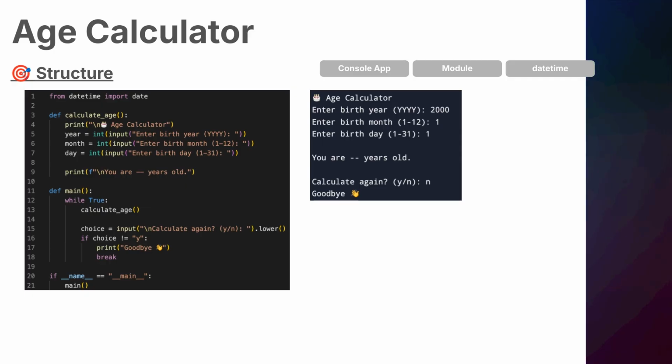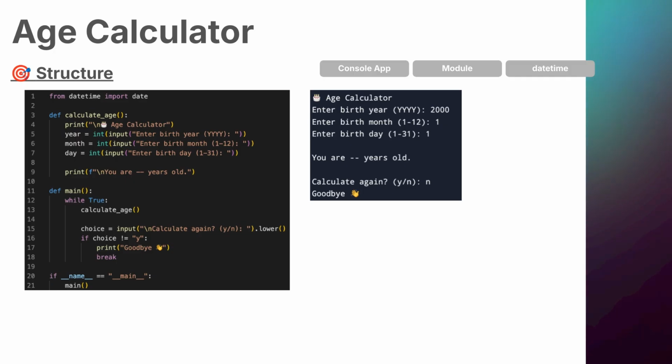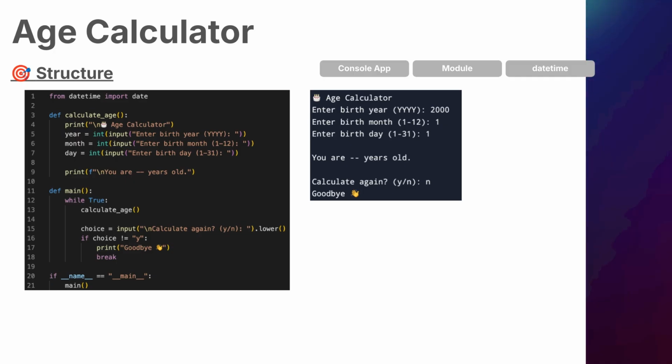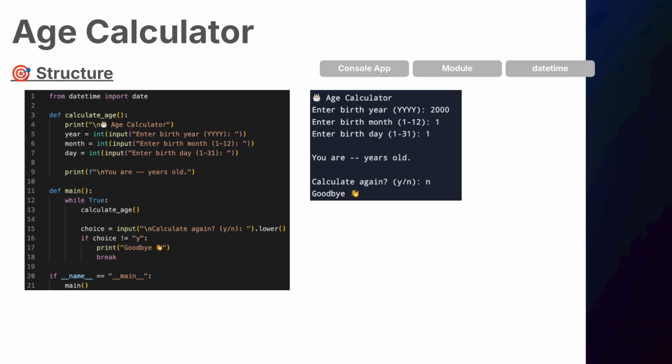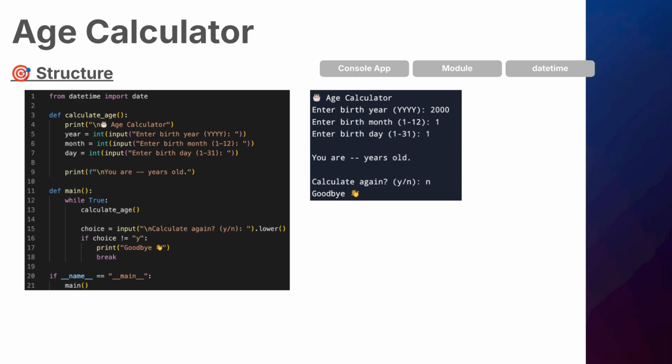Now let's take a look at the structure of this program and understand how everything is organized. At the top, we start by importing what we need from the datetime module. This gives the program access to today's date, which is essential for calculating age accurately. Right after that, the main logic is placed inside a single function that handles the age calculation.